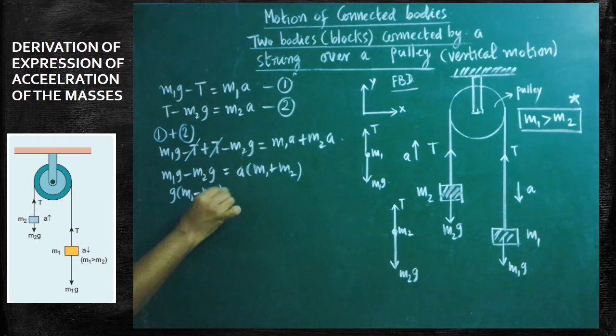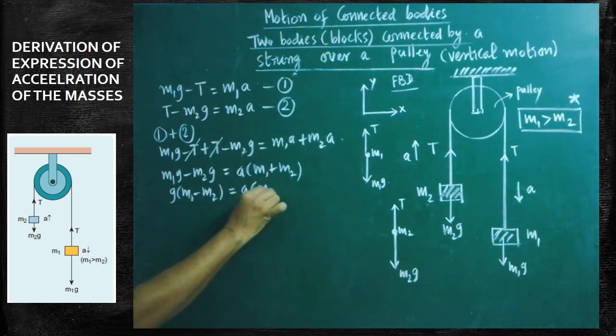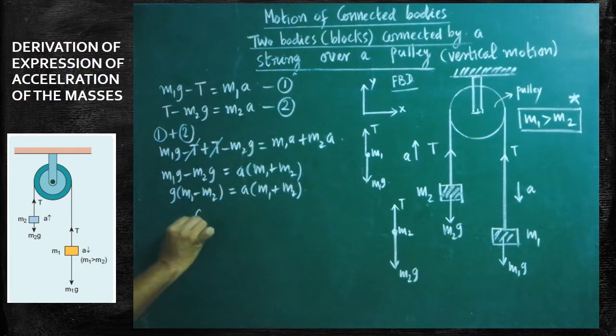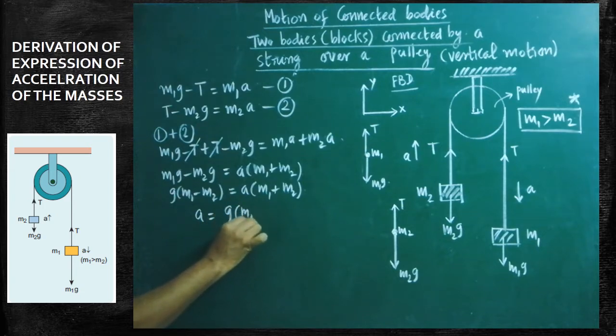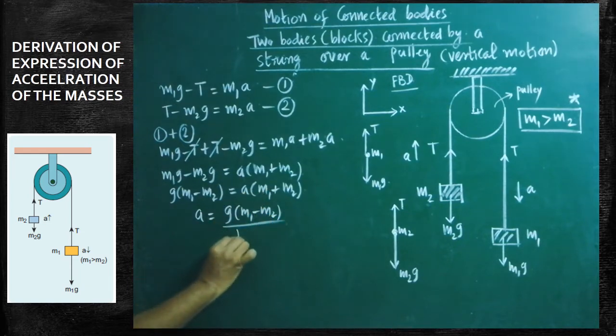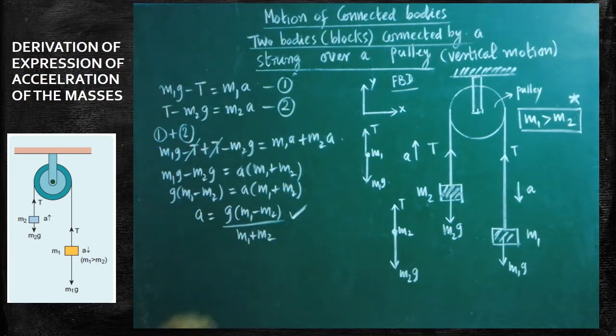Instead of that we can write g(m1 − m2). Here a is there. As I have told earlier, we can get the expression for acceleration: a = g(m1 − m2) divided by (m1 + m2). So this is the expression for acceleration, and by using this expression we are able to derive the further derivations.